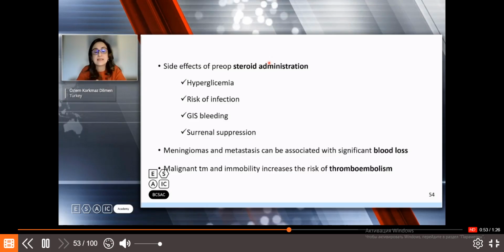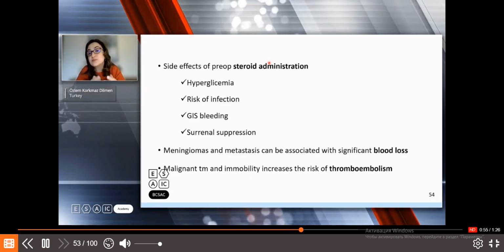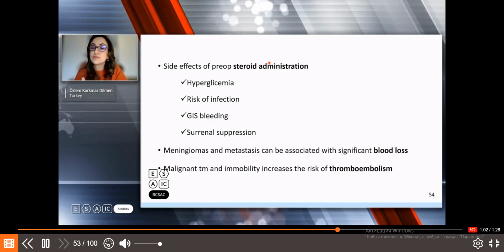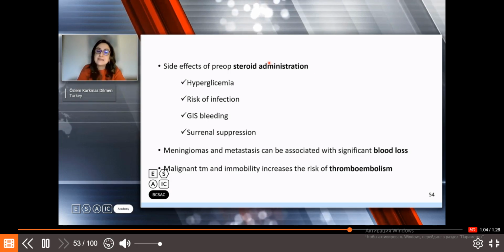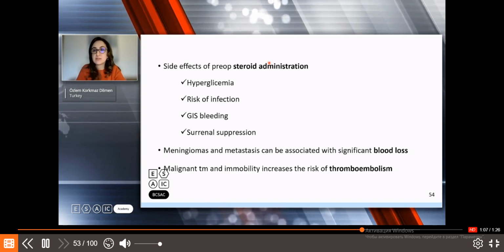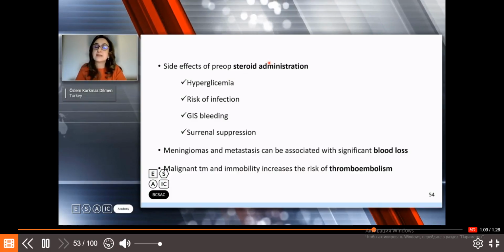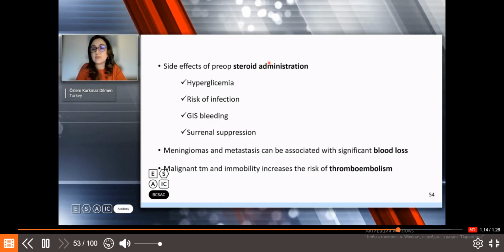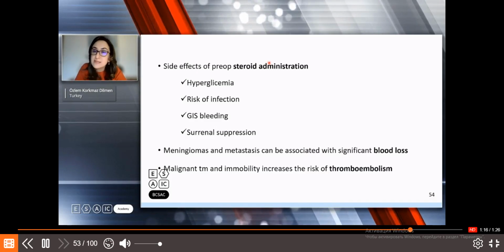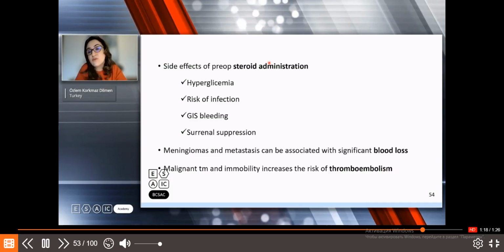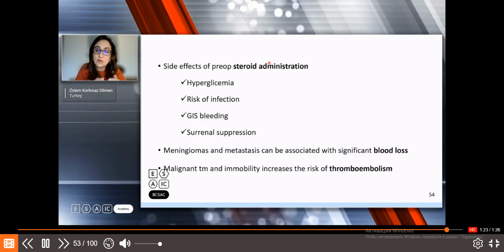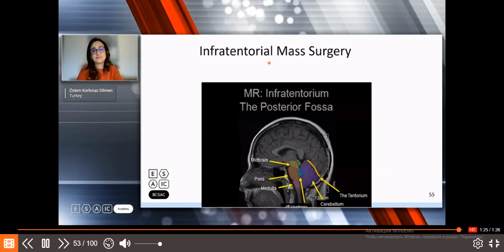Additionally, meningiomas and metastases can be associated with significant blood loss. And malignant tumors and immobility increase the risk of thromboembolism. That's why mechanical precautions such as compression socks should be started in the early postoperative period, and the administration time of low molecular weight heparin should be decided in collaboration with neurosurgeons.